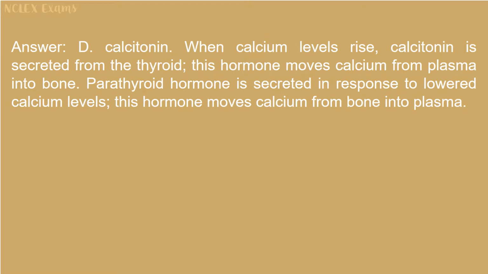Answer D. Calcitonin. When calcium levels rise, calcitonin is secreted from the thyroid. This hormone moves calcium from plasma into bone. Parathyroid hormone is secreted in response to lowered calcium levels. This hormone moves calcium from bone into plasma.